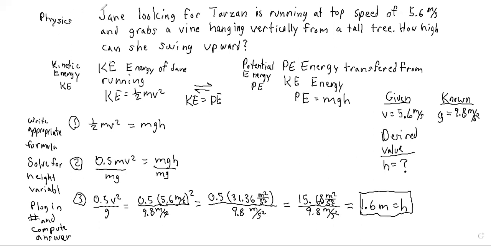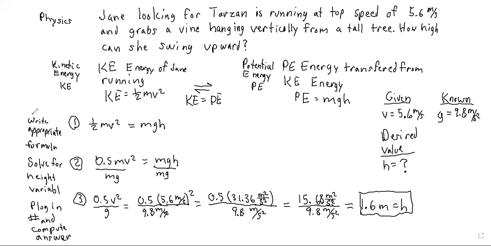Okay, this is a physics question, and let's go ahead and jump right in. It states: Jane, looking for Tarzan, is running at a top speed of 5.6 meters per second and grabs a vine hanging vertically from a tall tree. How high can she swing upward? Okay, so we have to look at this question.